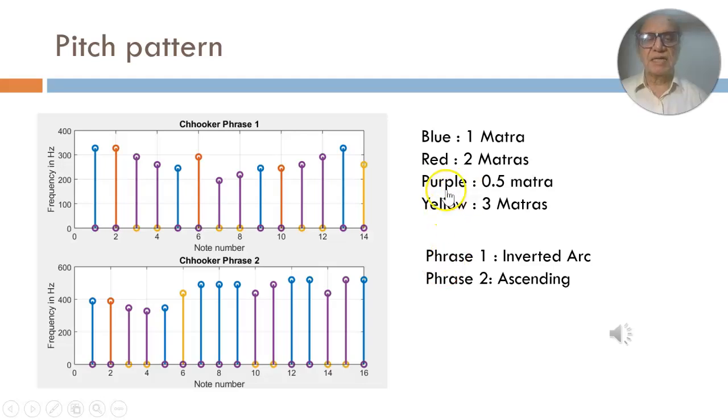Incidentally, in this particular case, I have changed the notation slightly. For the 0.5 matra, previously we had used the sand color. Here somehow I had used purple color, so I'm letting it remain like that. But anyway, the first phrase is an inverted arc and the second phrase is ascending. So let's play this. And note that what we are doing is playing phrase 1, then phrase 2, and returning to phrase 1 again.